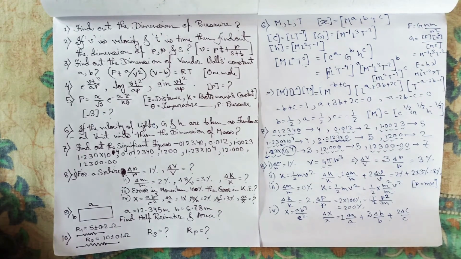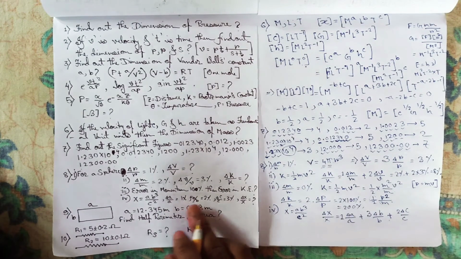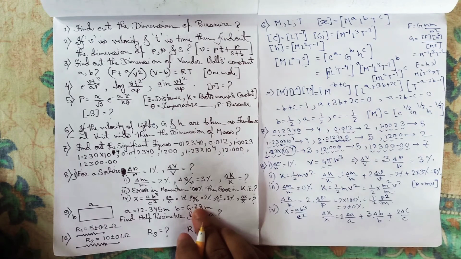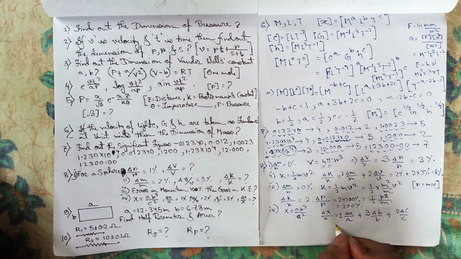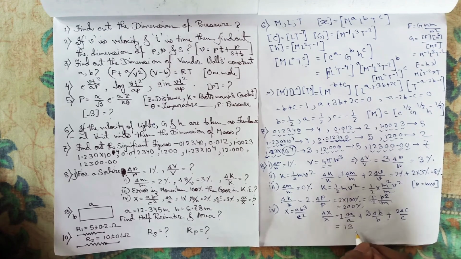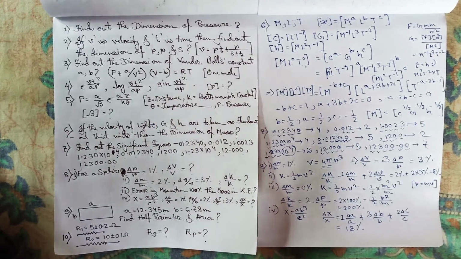Error always increases. So the error will be 1 into 1%, plus 3 into 2%, which is 6%, plus 2 into 3%, which is 6%, so 1% plus 6% plus 6%, 13% error. Okay, now next, question 9.